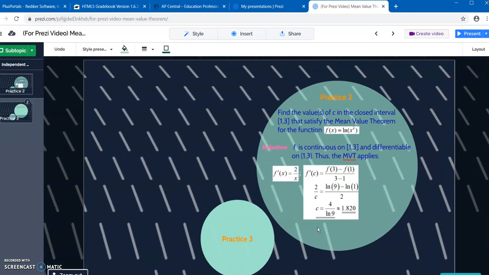Next, this is another practice where we find the value or values of c in the closed interval [1, 3]. Again, the hypothesis of the mean value theorem is satisfied. We take the derivative, and then we take the average rate of change, set them equal, and our result is 4 over natural log of 9.